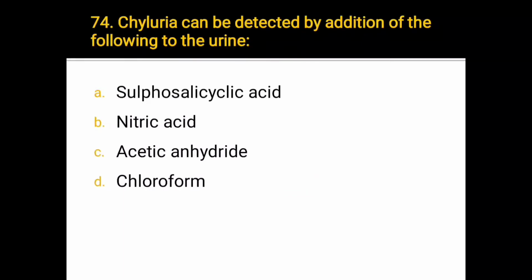Chyluria can be detected by addition of the following to the urine: A. Sulfosalicylic acid, B. Nitric acid, C. Acetic anhydride, D. Chloroform. Correct answer: D. Chloroform.